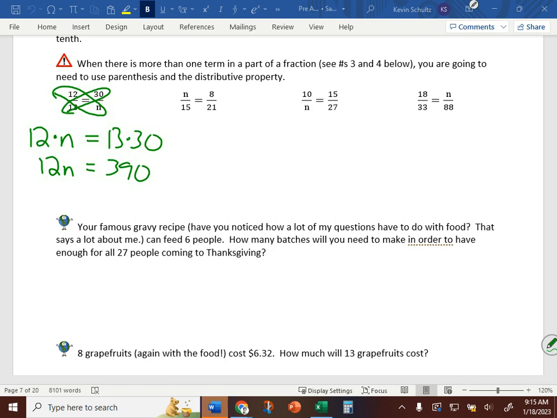What's our one step to solve for n? Back to opposite operations here, right? PO18. Divide. Since we're multiplying 12 by n, to undo that, we're going to be dividing by 12. And what's 390 divided by 12? Gregory? 32.5. Okay? 32.5.